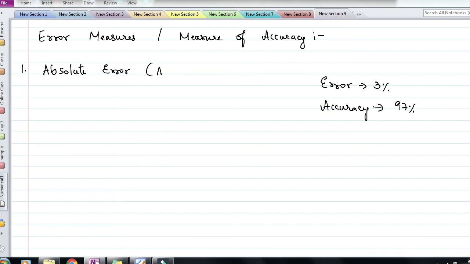Absolute error is the same as the definition of error. So what is the definition of error? Actual value minus approximated value. This is absolute error. So this is a formula.